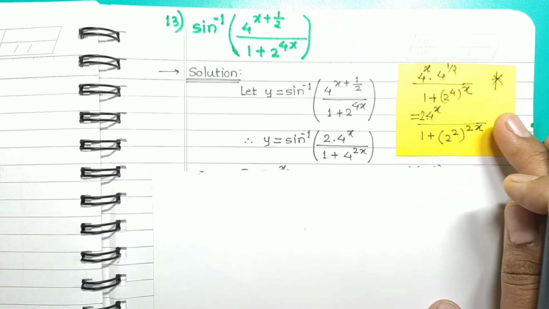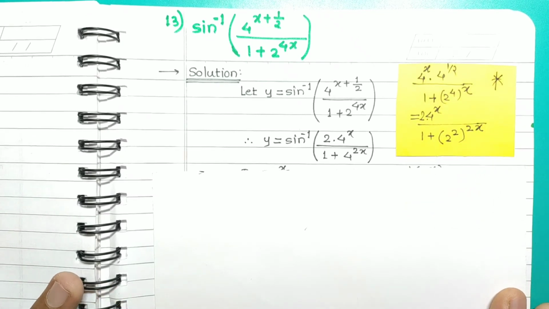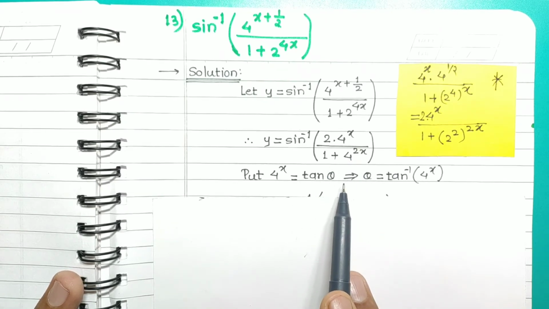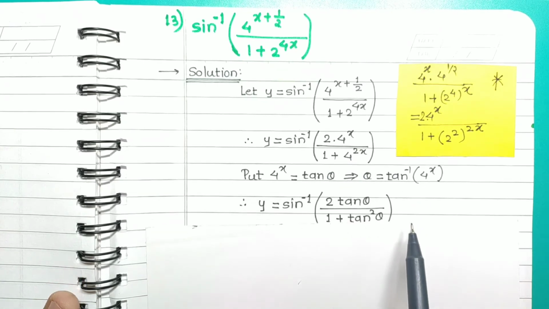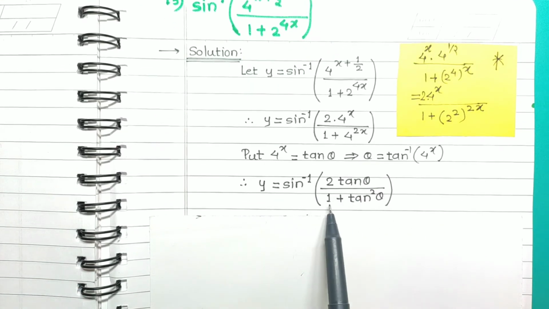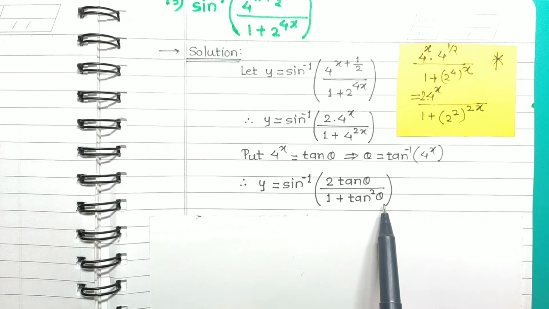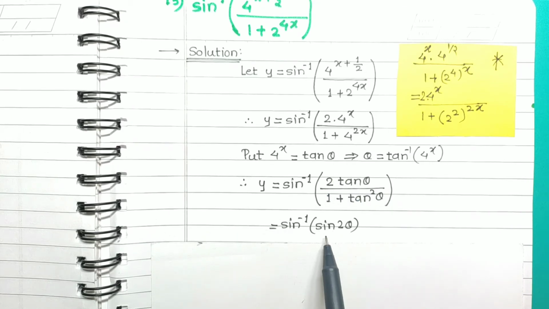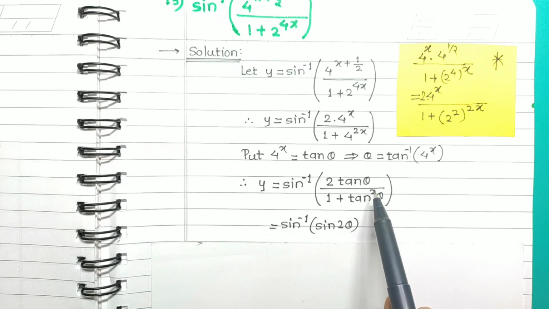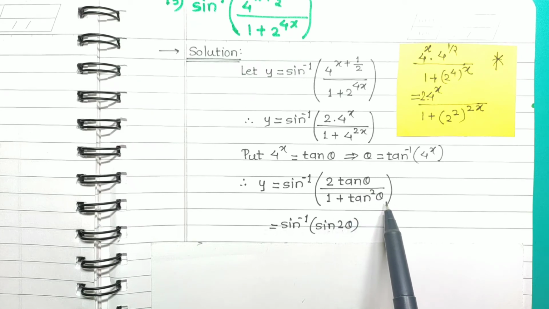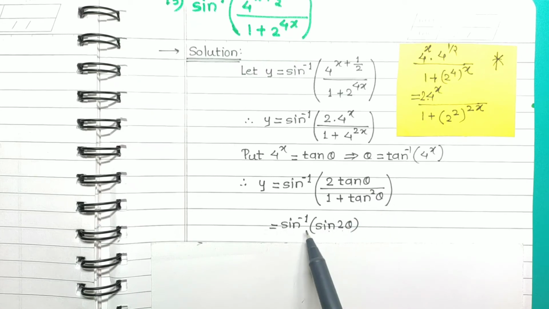So you note how we have used indices here, and this step. Now here, if I put 4 raised to x is equal to tan theta, then we have terms like sine inverse of 2 tan theta upon 1 plus tan square theta. So this is the formula for sine 2 theta. You note this trigonometric result: sine 2 theta is equal to 2 tan theta upon 1 plus tan square theta. And now it's very easy.